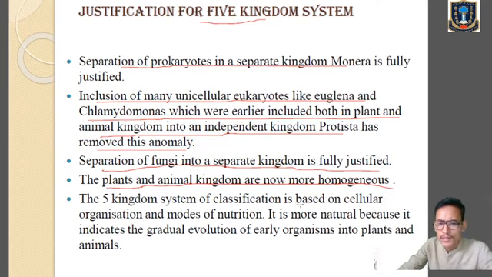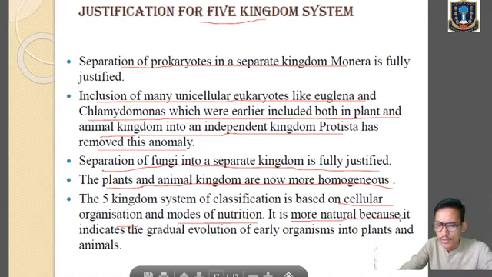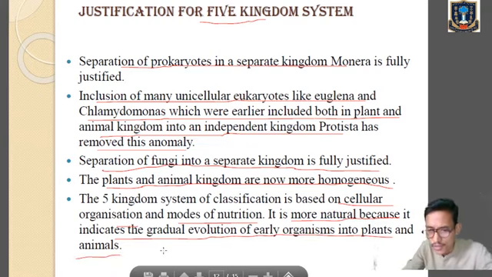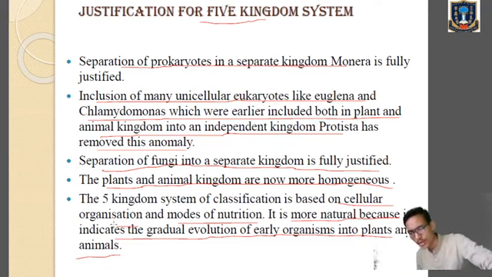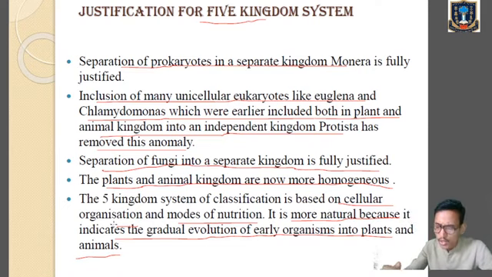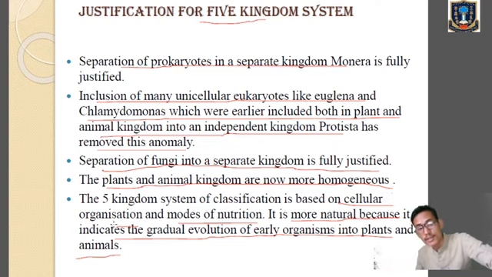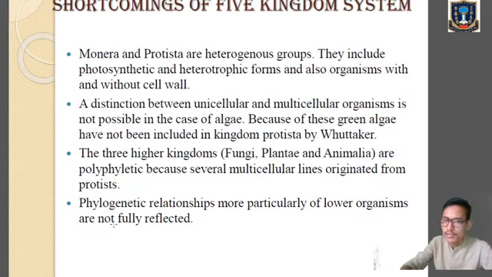Now, five kingdom system is based on cellular organization and mode of nutrition. It is more natural because it indicates the gradual evolution of all organisms into plants and animals. By the help of the five kingdom system classification, we can see the gradual evolution of organisms into plants and animals, because in the phylogenetic tree of five kingdom system, the kingdom Monera has given rise to kingdom Protista, and from there it gives rise to the kingdom Fungi, kingdom Plantae, and the kingdom Animalia. So in this way we can justify the five kingdom system of classification.